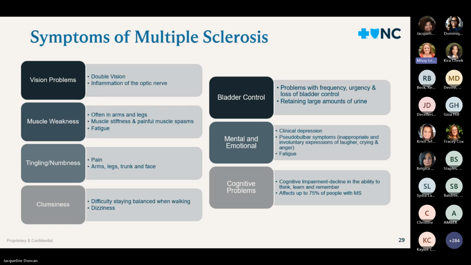Clumsiness can occur, including intermittent or constant dizziness and difficulty staying balanced when trying to walk. Bladder control and constipation can also be issues. Oftentimes, MS can cause mental and emotional symptoms like depression, mood changes, and mental fatigue. Cognitive issues can include problems concentrating, multitasking, learning, or difficulties with memory or judgment.